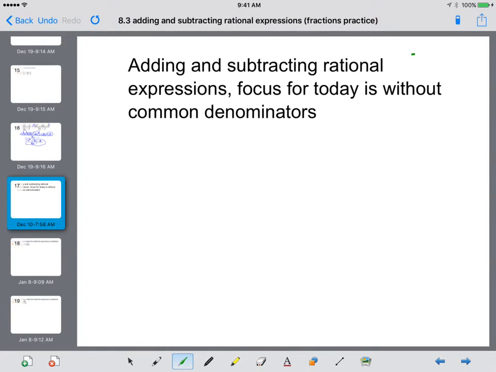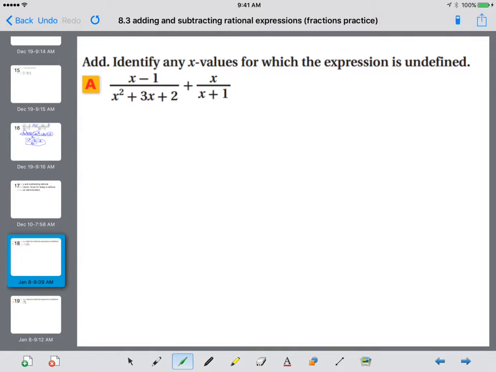Today we're focusing on adding and subtracting rational expressions without common denominators. So you'll notice we have (x minus 1) over (x squared plus 3x plus 2), plus x over (x plus 1). We do not have a common denominator yet. To get a common denominator, one of our tricks is to factor both sides and see what we're missing.